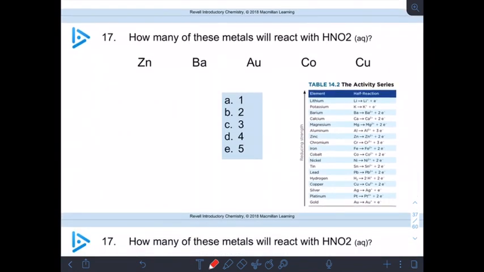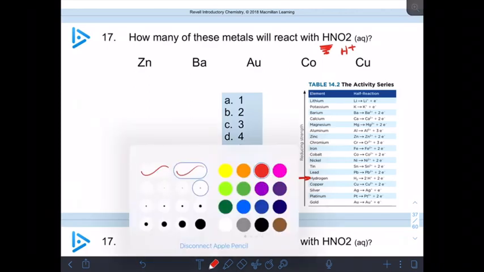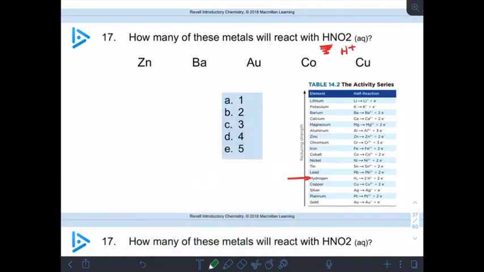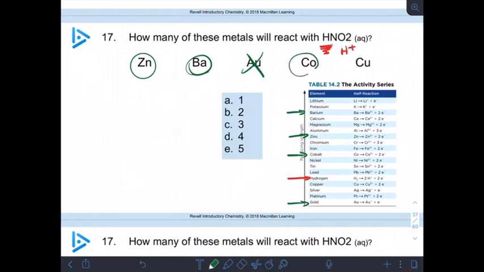So how many of these metals will react with HNO2? Recognize that that is an acid. So we're looking for which things are higher on the table than H+. So our H+ is sitting right here. All right, so zinc, higher up. Barium, higher up. Gold is lower down. Cobalt is higher up. And copper is just below, so no. So we'll have three of these metals reacting with nitrous acid.